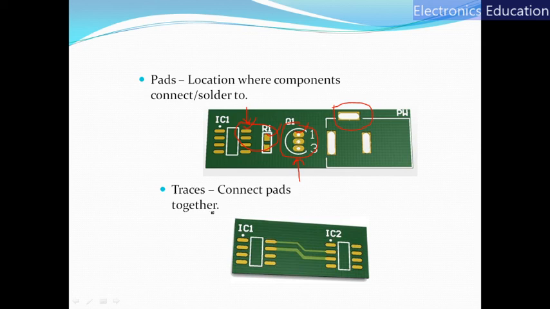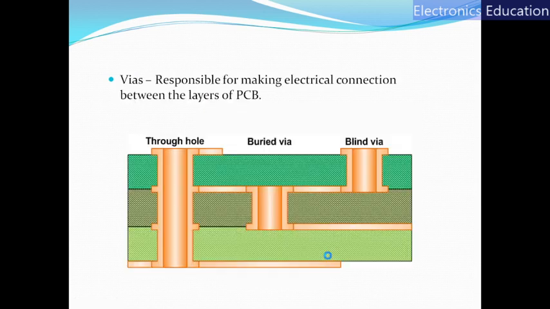Then we have tracks. Tracks are nothing but physical connecting wires used to connect the different pads of the circuit. So via is a concept we are going to use for multi-layered PCB or double layer, even in double layered PCB also.